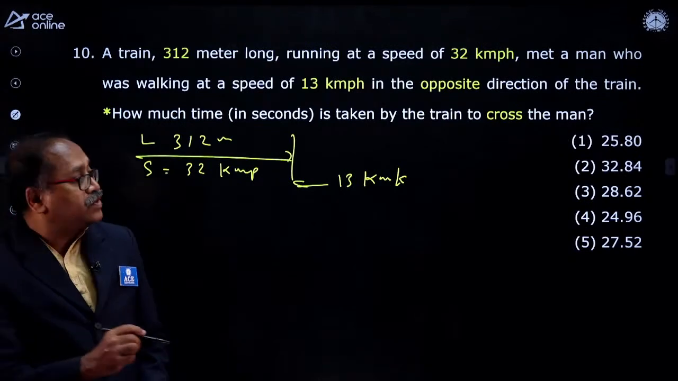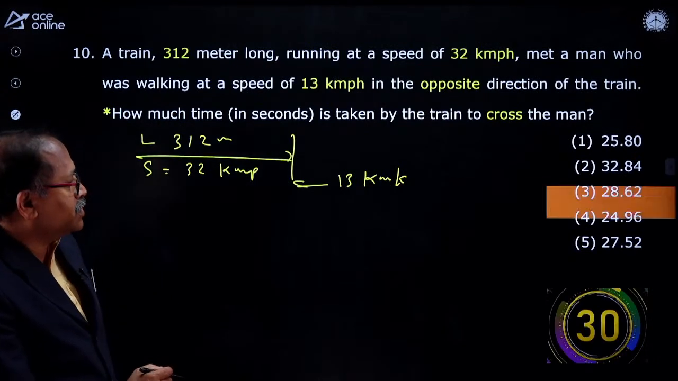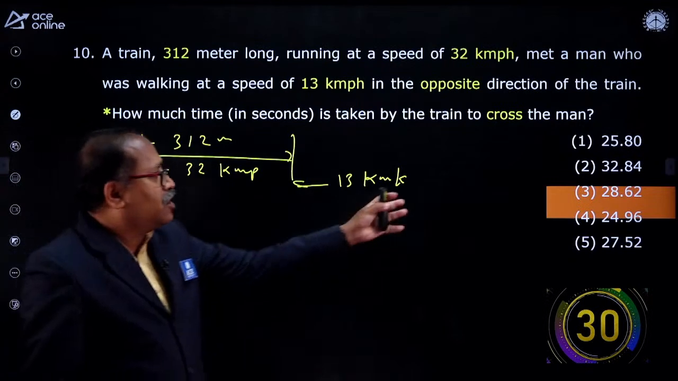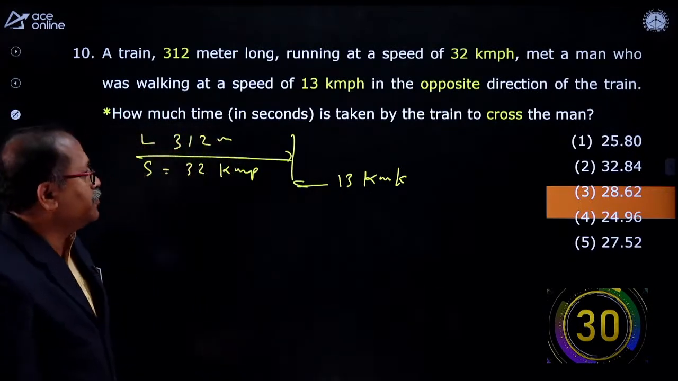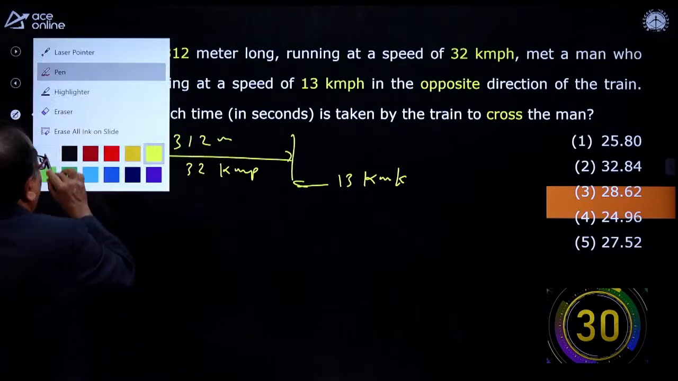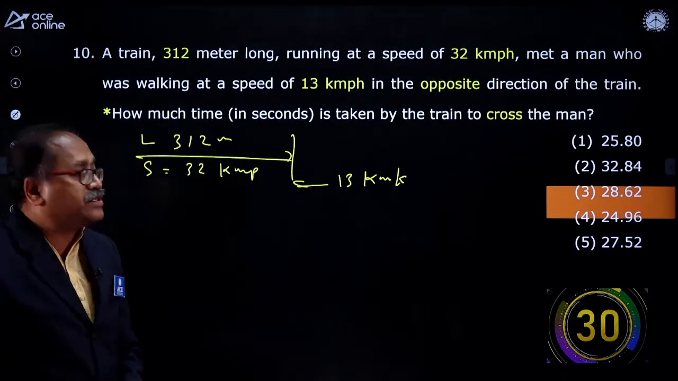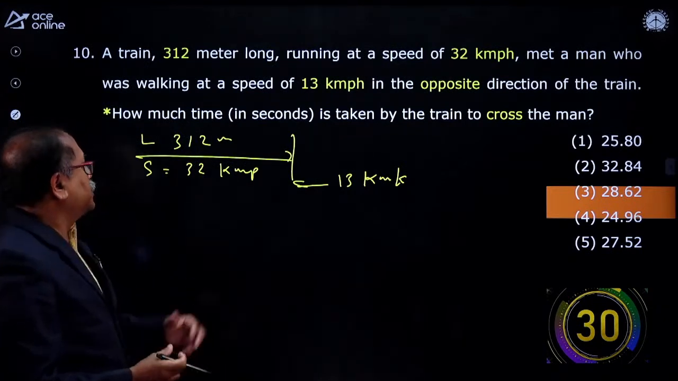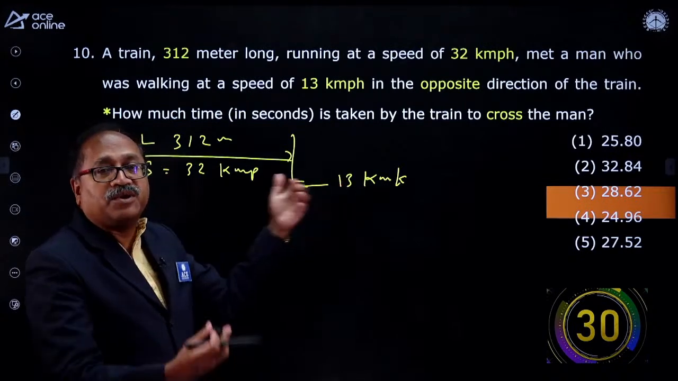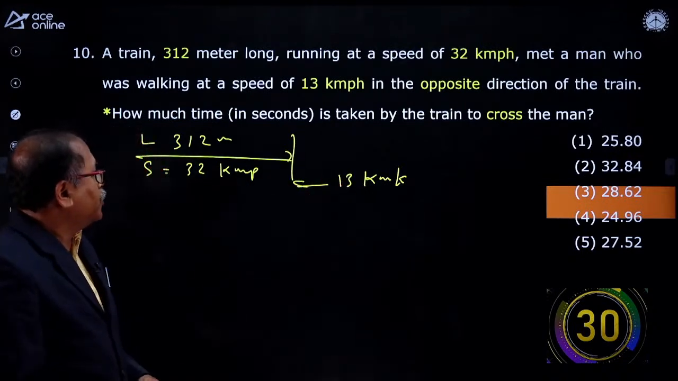And you say option 4. Let me check that. Yes, I think the options are not properly arranged. I am sorry for that. So here, I really appreciate your speed, sir. What is the relative speed? So 32 plus 13, because the directions are opposite, therefore 45.